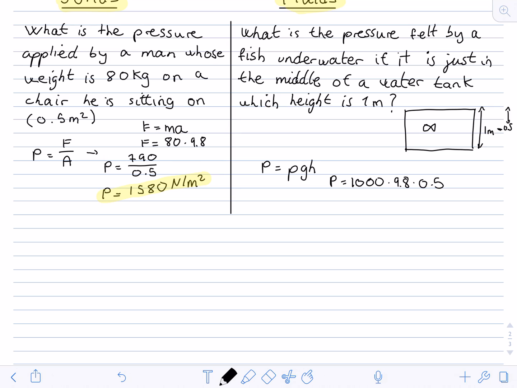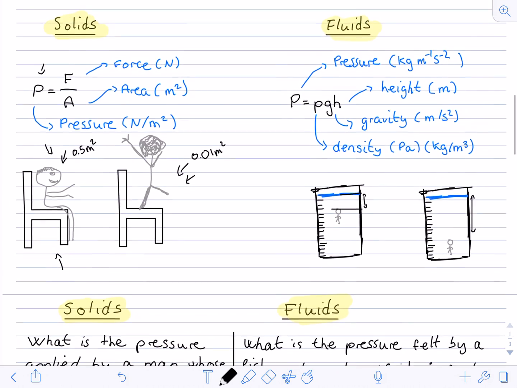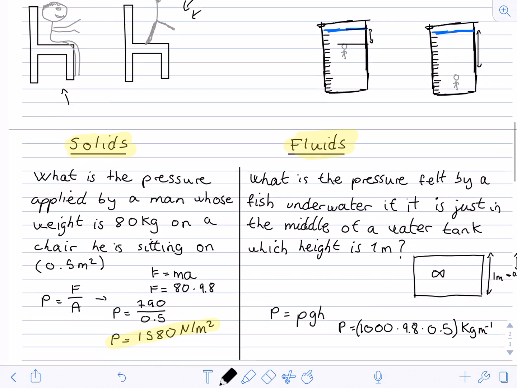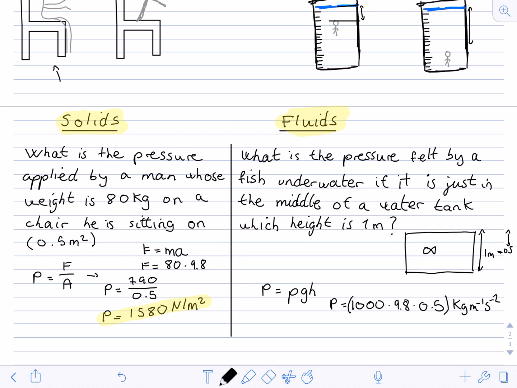Okay, and this all multiplies, and the units are kilogram meter minus 1 second minus 2, and that's the unit.